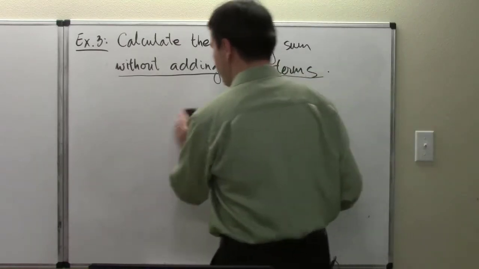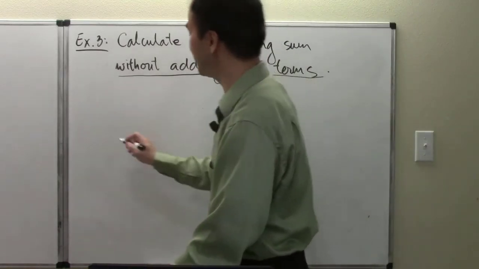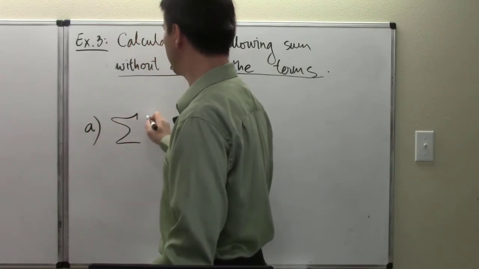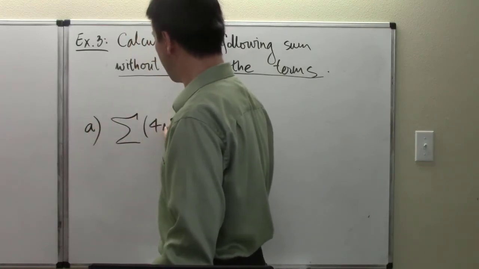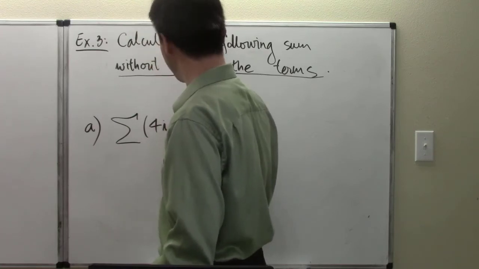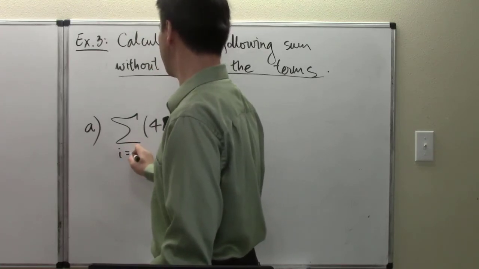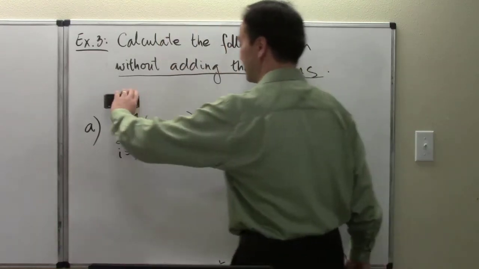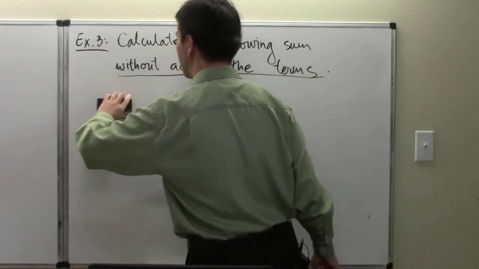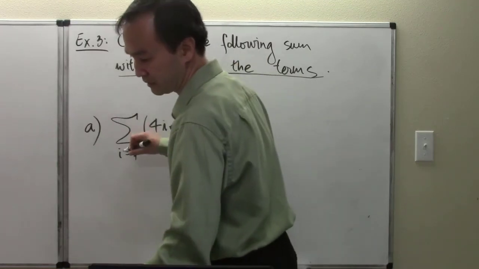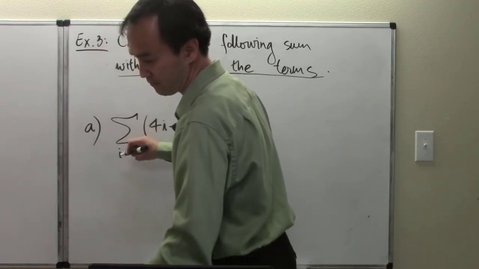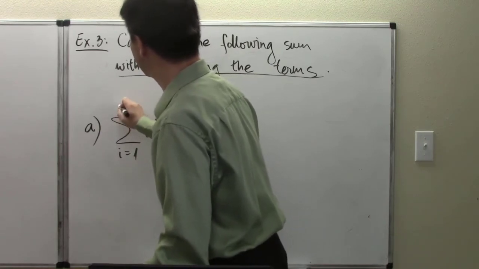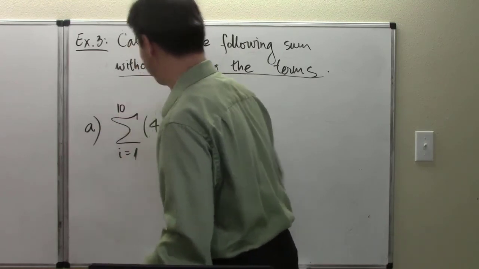Okay, so the first sum I'm giving here is a summation of 4i minus 3, and we're starting at the first term to the nth term. First term to, how about just the 10th term.